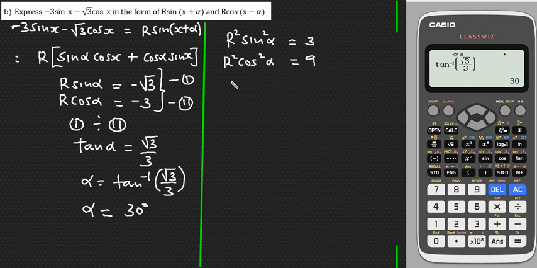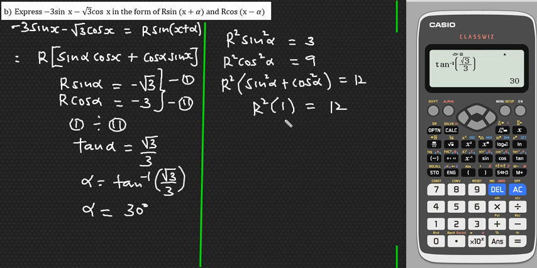So when we add the two equations, we shall get R squared, then sin squared alpha plus cos squared alpha, equal to 12. So we know that this is a 1, so we shall get R squared times the 1 equal to 12. So our R is going to be equal to the square root of 12, which can be 4 times 3 inside or 2 root 3. So this is our R.